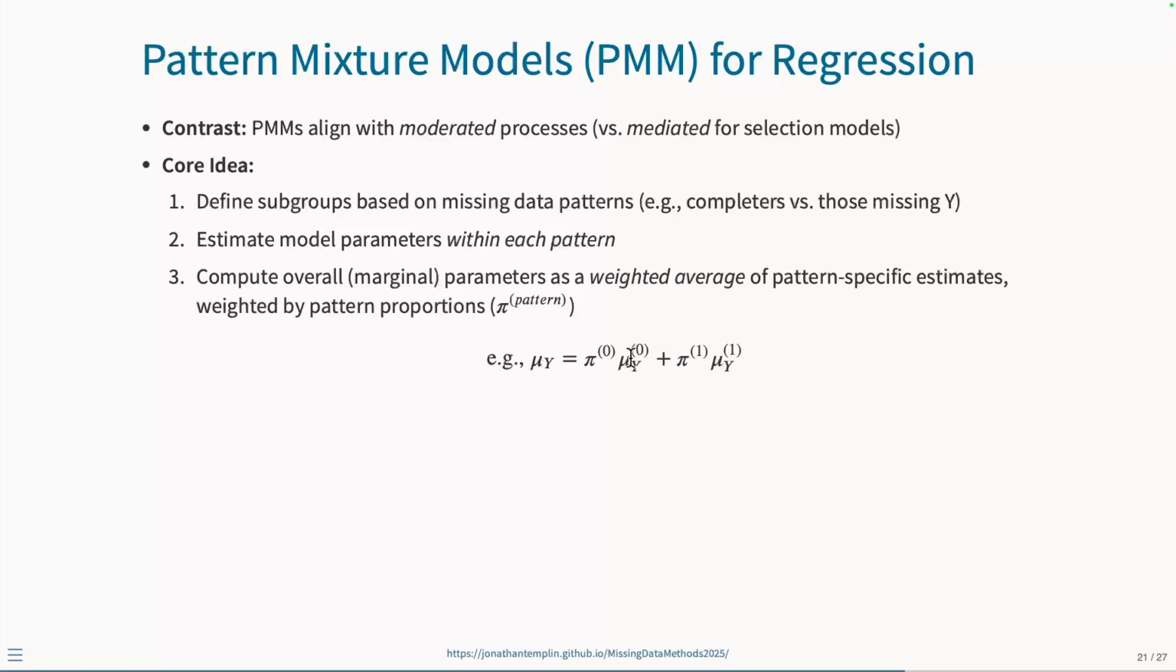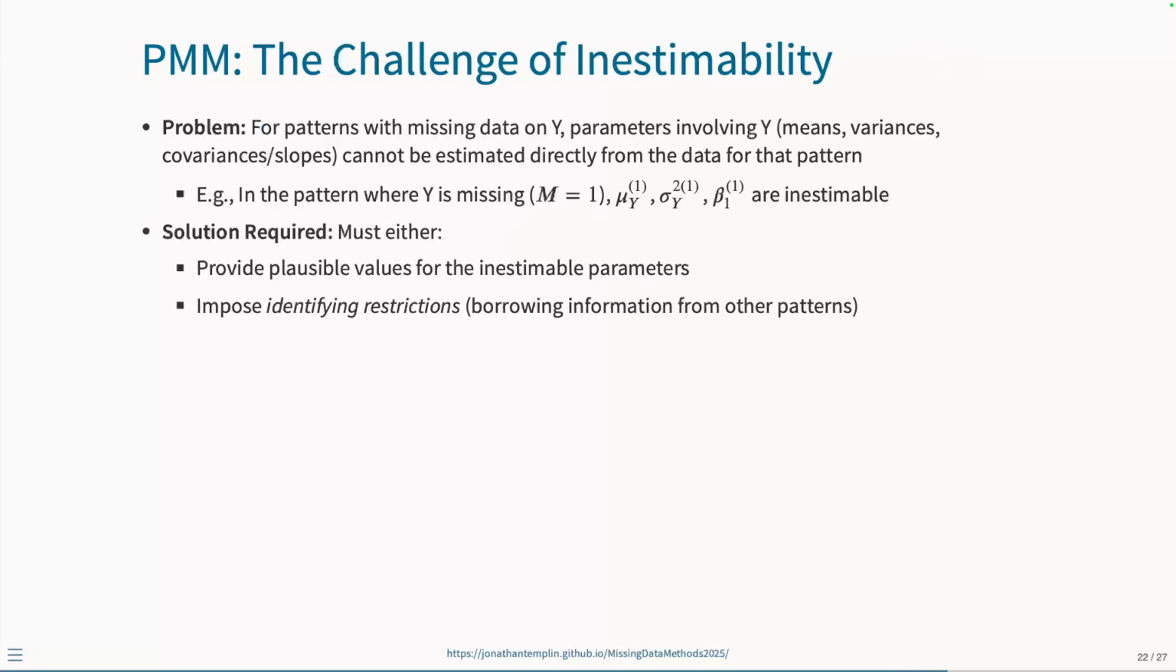So in this case, if we had two patterns of missing data, it might be a blend of the proportion of people with 0 times the mean Y of 0 versus the proportion of people with 1 times the mean Y of 1. You're going to say, wait a minute, if Y is missing, that's not available for Y. If you have missing data on Y, you won't be able to estimate that parameter, the mean of the missing. How would you know what that happens to be? And this is the challenge, estimability.